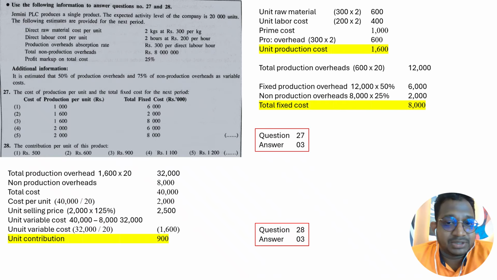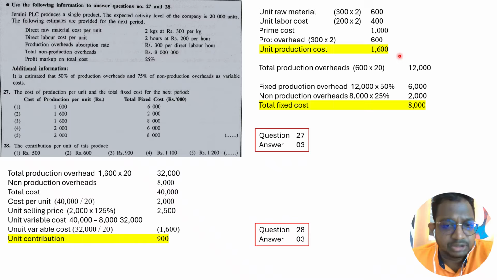Here the prime cost is unit raw material and unit labor cost. It's 2 kgs at 300, which means 600, and 2 hours at 200, which means 400. So your prime cost per unit is 1000, and the production overhead absorption rate is 300 per direct labor hour, and there are 2 labor hours, which means 600. Your unit production cost is 1600.